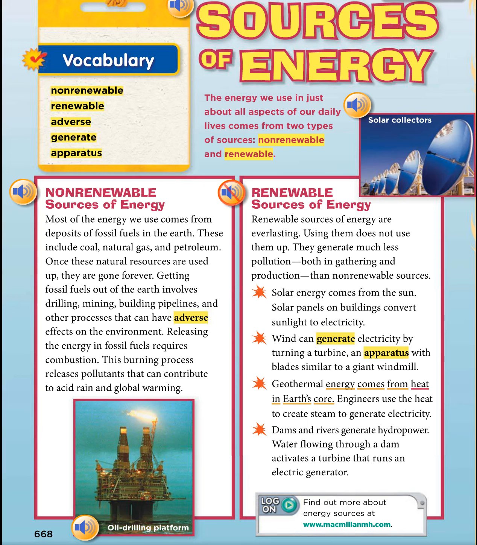Geothermal energy comes from heat in Earth's core. Engineers use the heat to create steam to generate electricity. Dams and rivers generate hydropower. Water flowing through a dam activates a turbine that runs an electric generator.